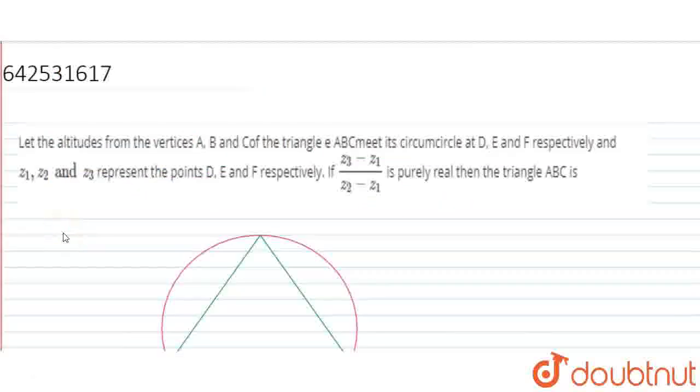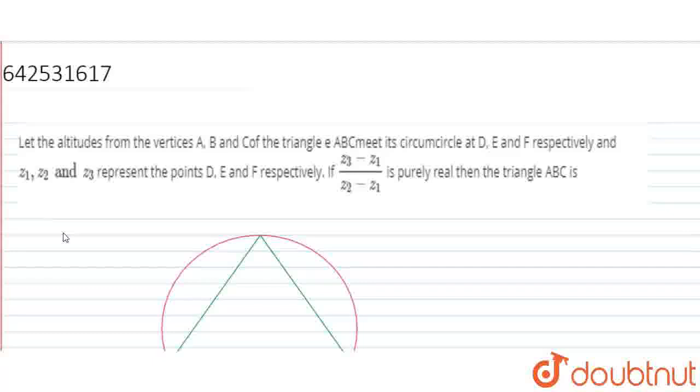Hello students, so the question is given. Let the altitudes from the vertices A, B and C of a triangle ABC meet its circumcircle at D, E, F respectively, and Z1, Z2 and Z3 represent the points D, E, F respectively. If Z3 minus Z1 divided by Z2 minus Z1 is purely real, then the triangle ABC is?